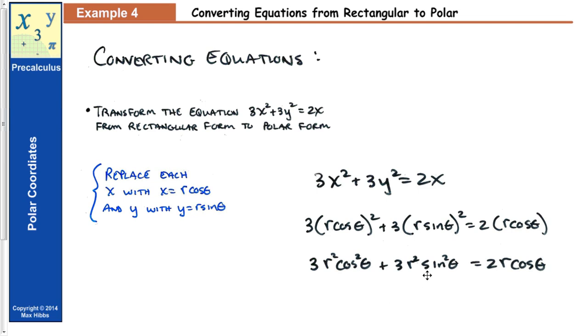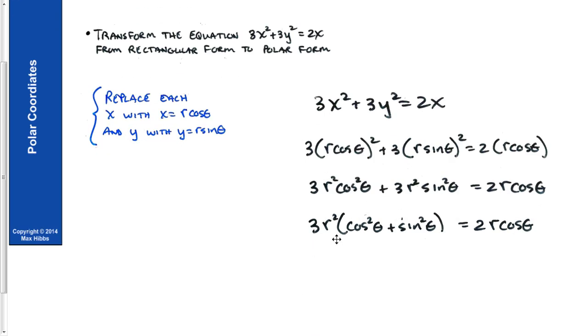And I'm noticing on this left side, I have a common factor of 3r squared, and so I'll factor that out. Now that's significant, because when I factor 3r squared out, it leaves cosine squared theta plus sine squared theta. And it's an important observation to recognize that's just 1. So this side is really 3r squared times 1. So it's just 3r squared equal to 2r cosine theta. Well, we've simplified a lot, haven't we?